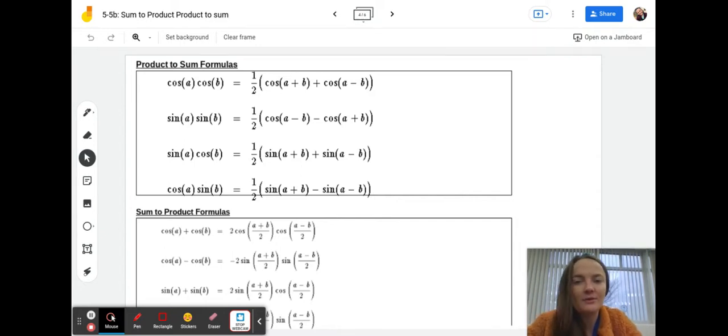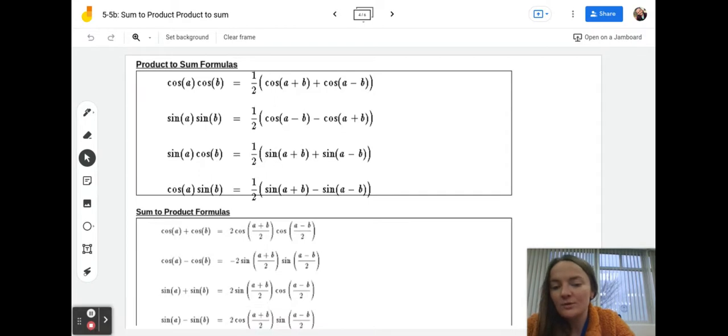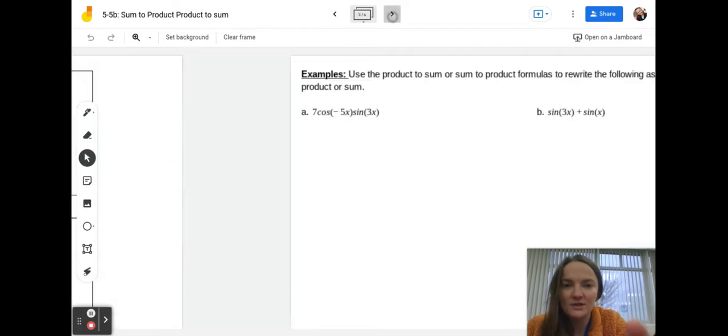We're going to go over the product to sum formulas and the sum to product formulas. Hopefully these are already printed on your note sheet. We're just going to be working on using these today. So these are the product to sum formulas, and these are the sum to product formulas. They kind of do what they say. They take a product, which is multiplication, and turn it into addition. And then they also take addition and turn it into multiplication. So let's go ahead and start.